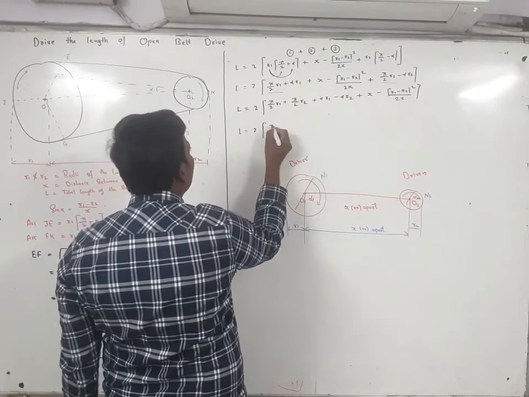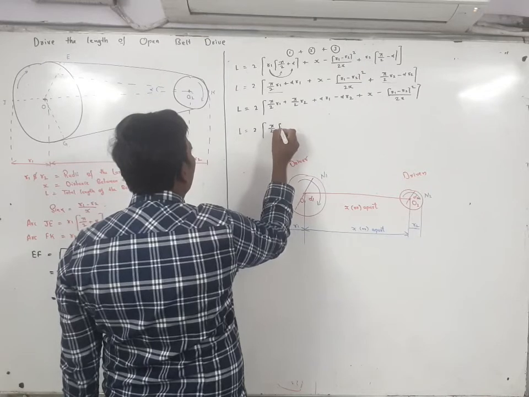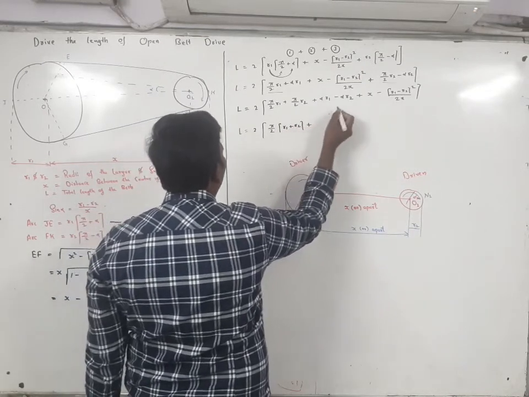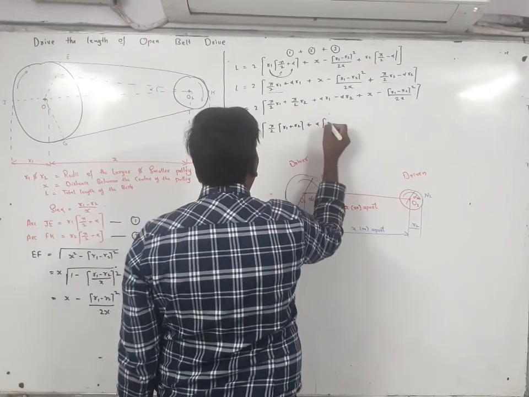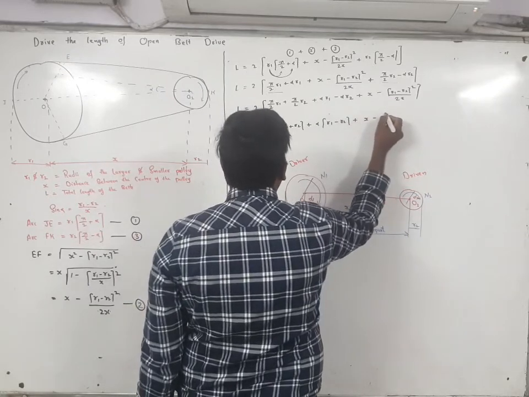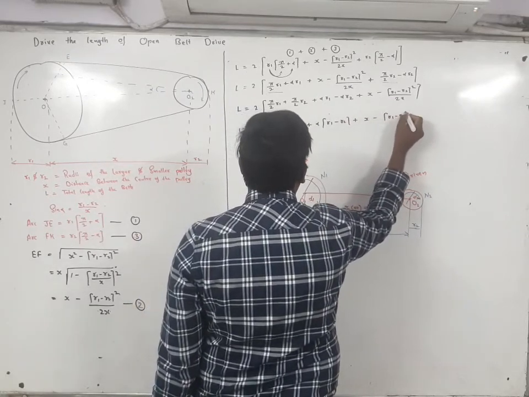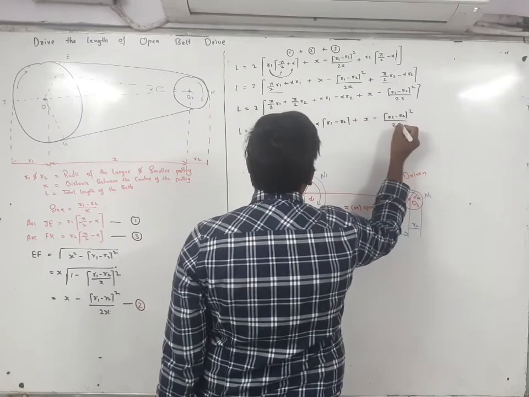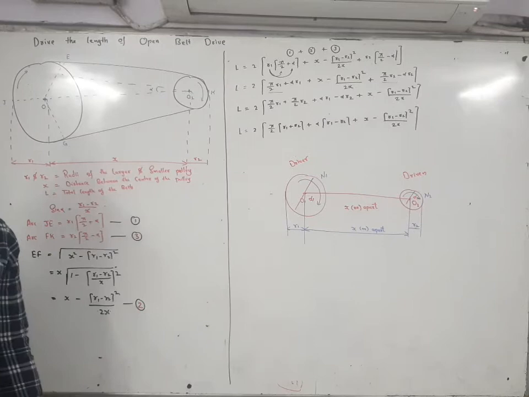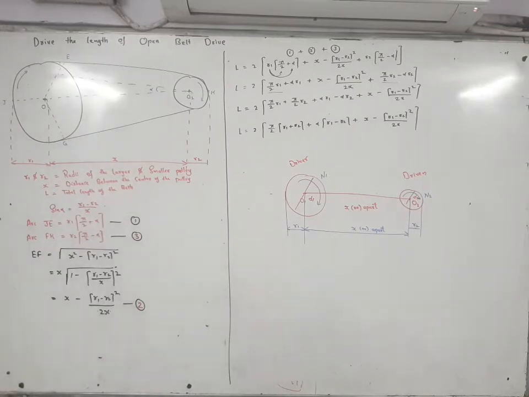Here you can take the pi by 2 common. If you take pi by 2 common, the answer will be R1 plus R2. Here you can take the alpha common. If you take alpha common, R1 minus R2, then x as it is. Here you can write (R1 minus R2) whole square by 2x. Like this you can expand. First what you have to take common? Pi by 2. Then you have to take the common alpha. First one is the pi by 2, second one is the alpha.